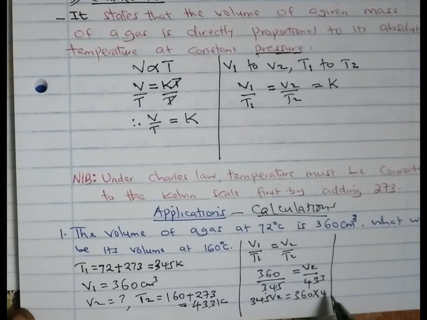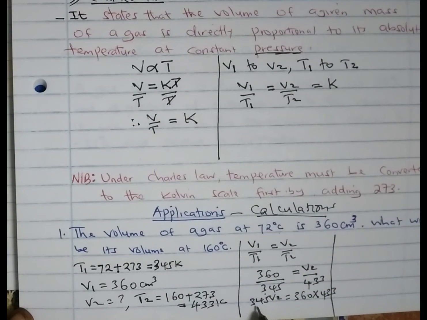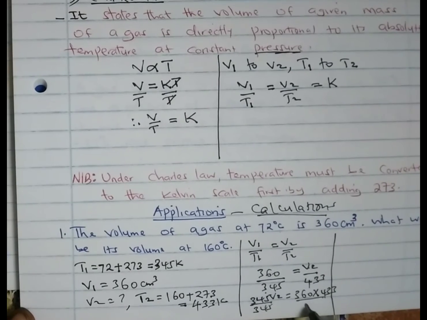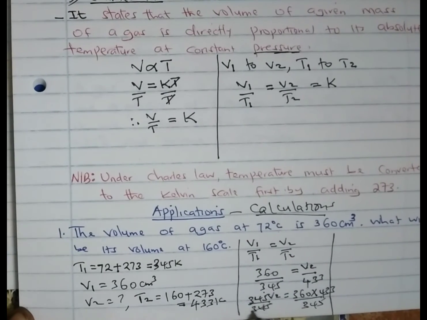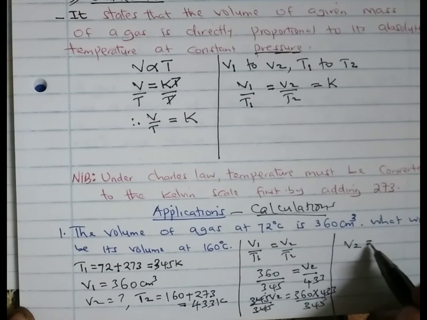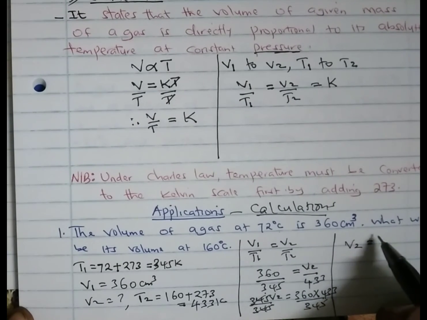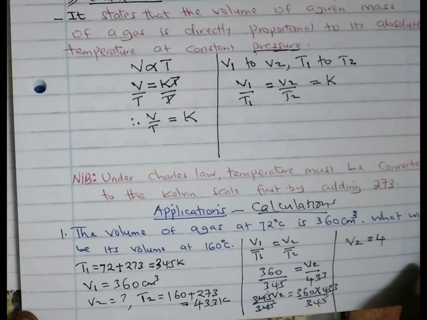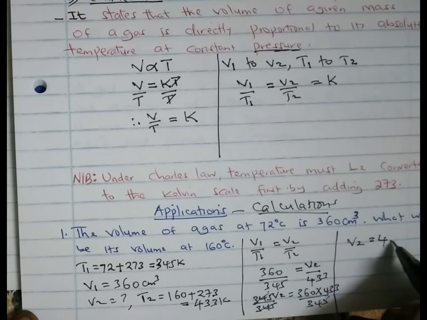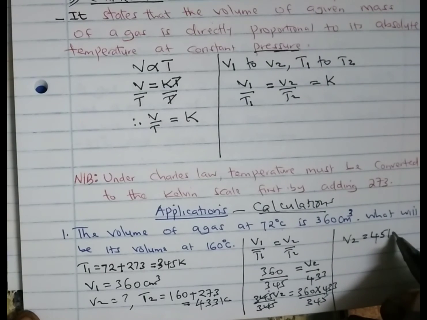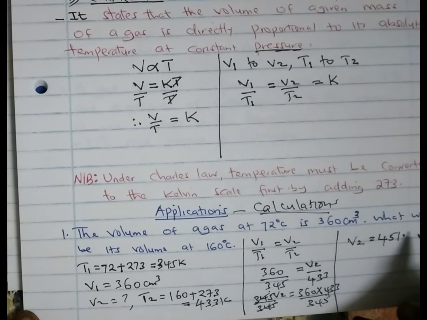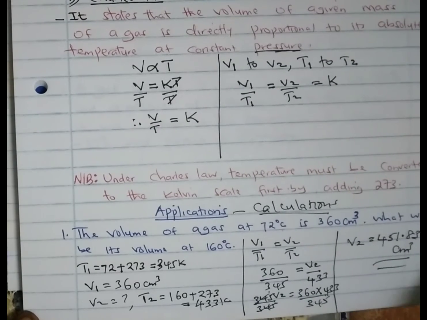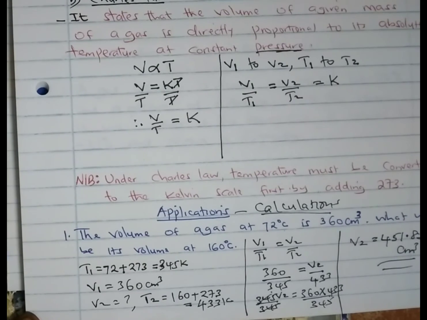by 433. If you divide both sides by 345, you'll get V2 being equal to 451.83 cm³ as the volume that we are looking for.